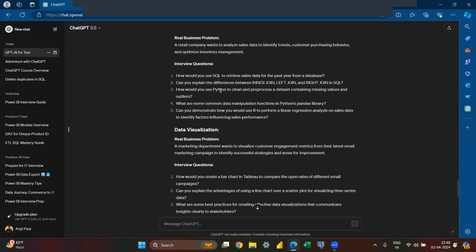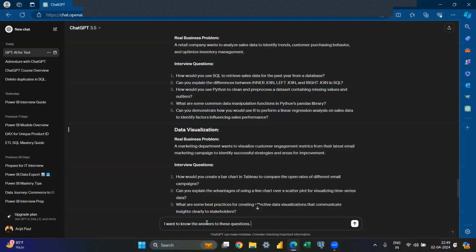So these things are mentioned here. The questions are mentioned, but the answers are not. I know SQL, so I can mention the answers. But if someone doesn't know the answer, like, can you explain the differences between inner join, left join, right join? Then what to do? So here, ChatGPT has essentially given us the questions, and we're saying that okay, I want to know the answers to these questions, but here's a twist.